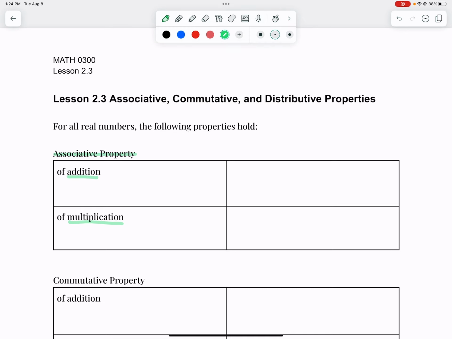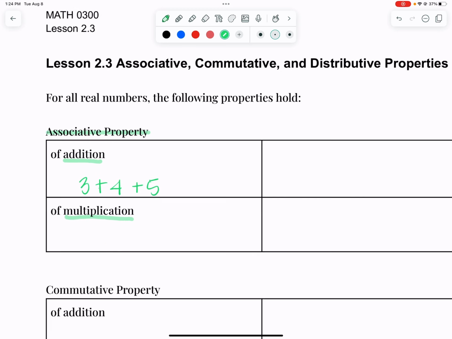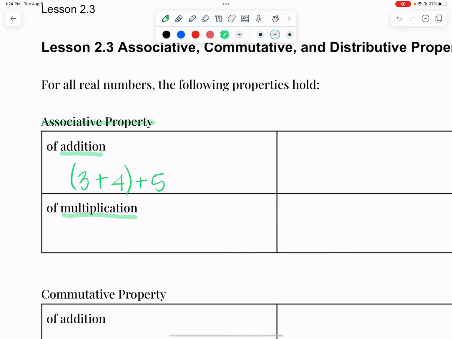Green will work. So let's say we have three numbers. We have 3 plus 4 plus 5. And I'm going to group the 3 and the 4. Now, we haven't necessarily talked about order of operations yet. But when we get there, we'll talk about doing parentheses first.